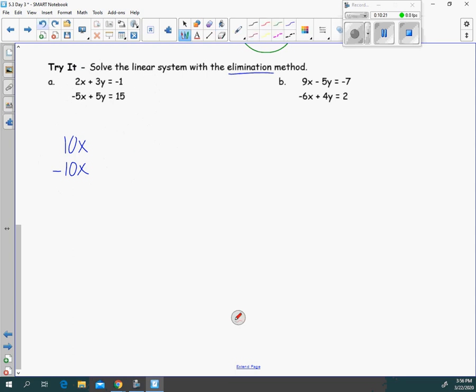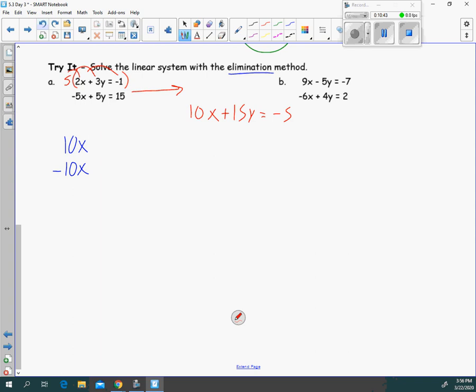So anyways, I need to ask myself, hey, here's the first question. I want to make that 10x. I need to multiply that by 5, right? So what happens is it's going to distribute to all three of those, and I'm going to just rewrite my answers over here. I'm going to get 10x plus 15y equals negative 5.